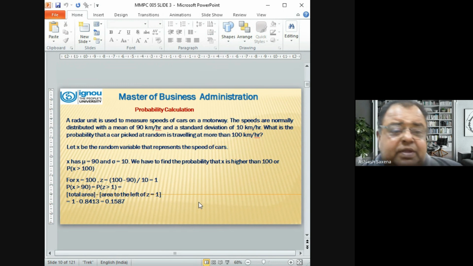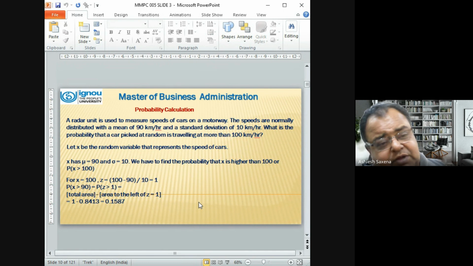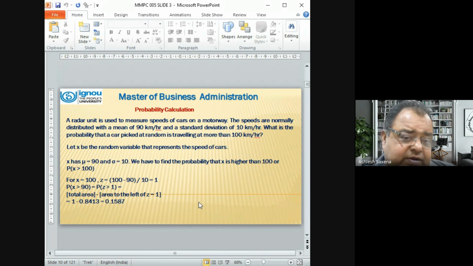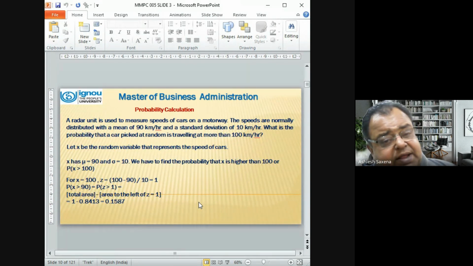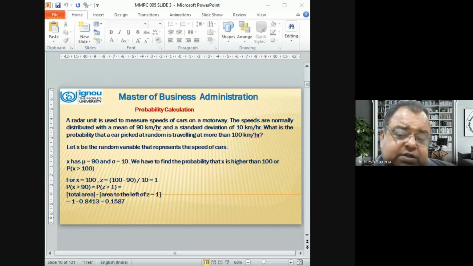What is the probability that a car picked at random is traveling at more than 100 kilometers per hour? We have to calculate the probability. Now, this is a case of normal distribution. For normal distribution, you have to calculate Z, and for calculating Z, you should have X, the mean, and the standard deviation. X is that random variable at which the probability has to be found out. That is 100 in this case. Your mean is 90, which is given in the problem, and your standard deviation is 10. That means 100 minus 90 divided by 10 will be 1.